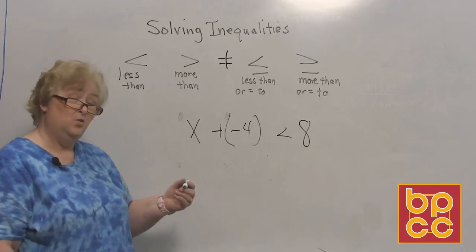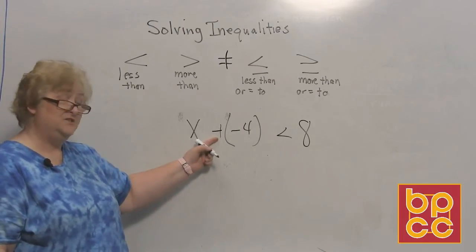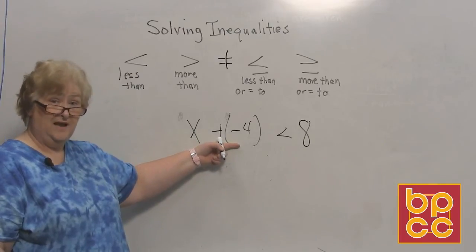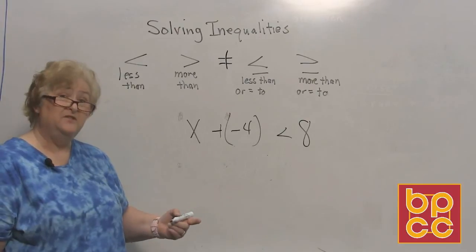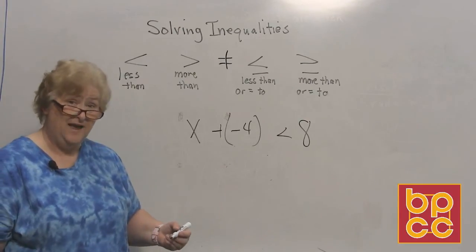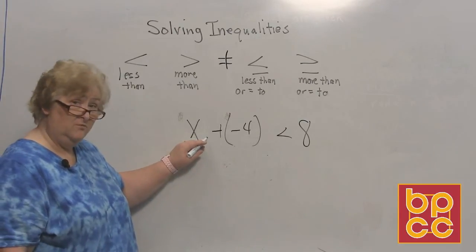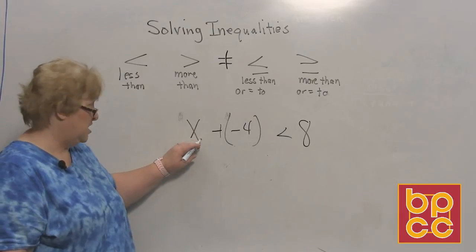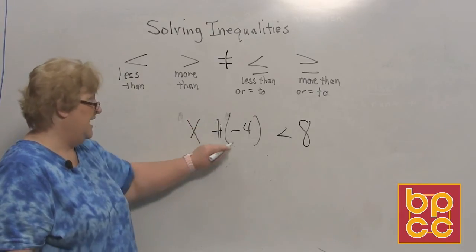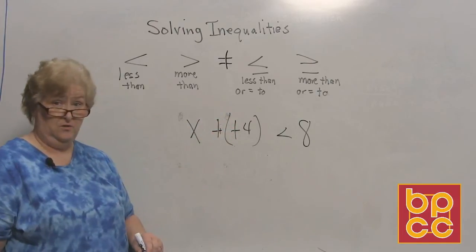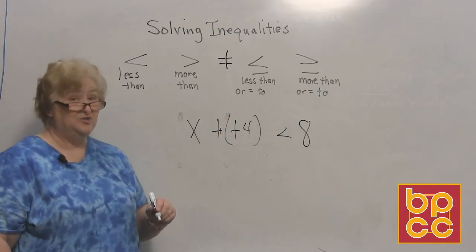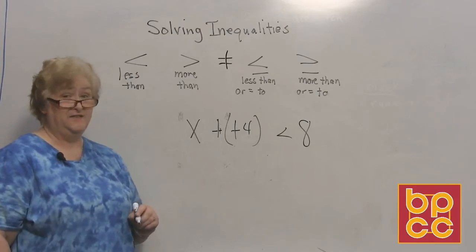So you can do one of two things. You can pretend like it's a -1 and multiply and get a +4, or you can say, well, wait a minute, this is subtract, and I don't subtract. I keep the first one. Remember, subtract means add the opposite, so I'm going to add, and the opposite of that -4 is a +4. So now I have x plus a +4 is less than 8.